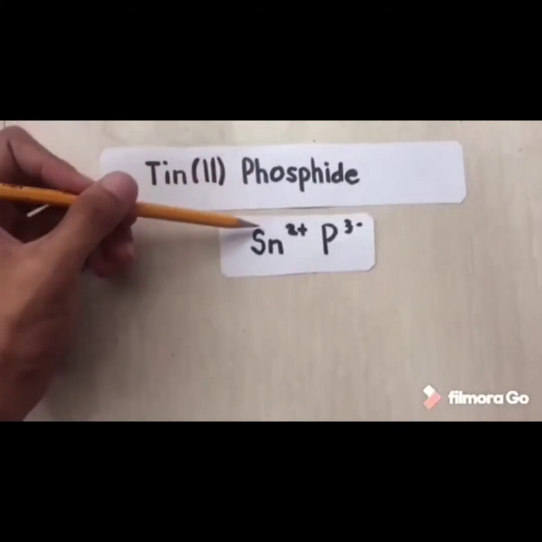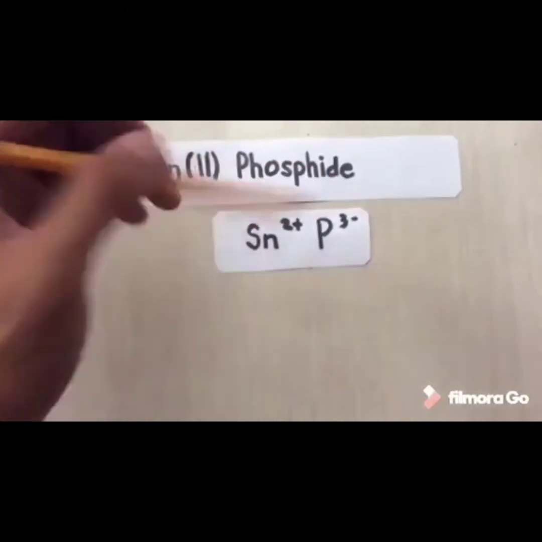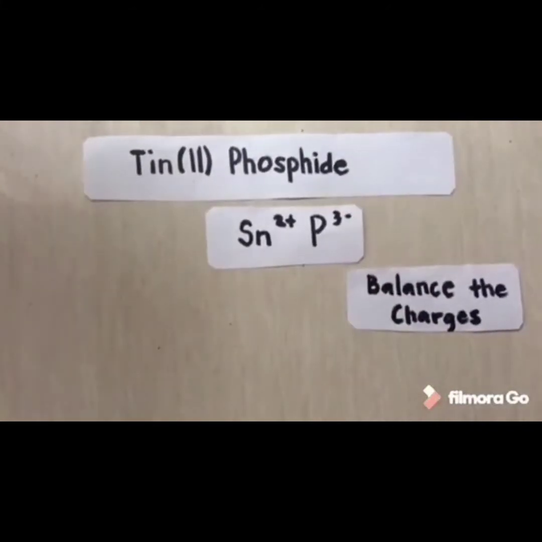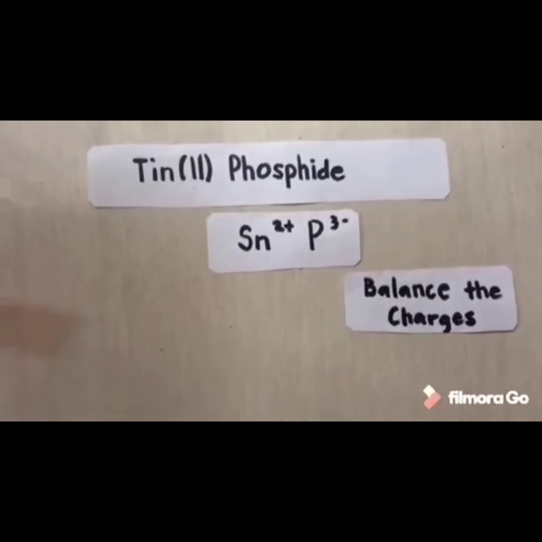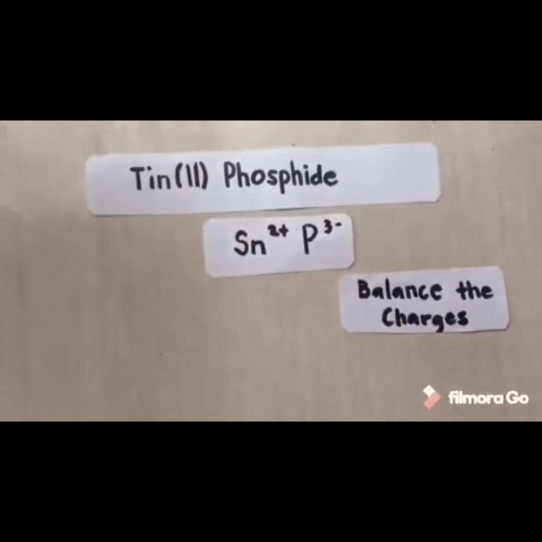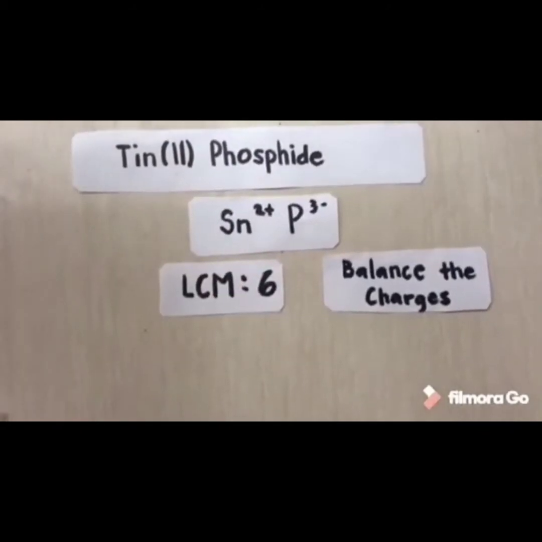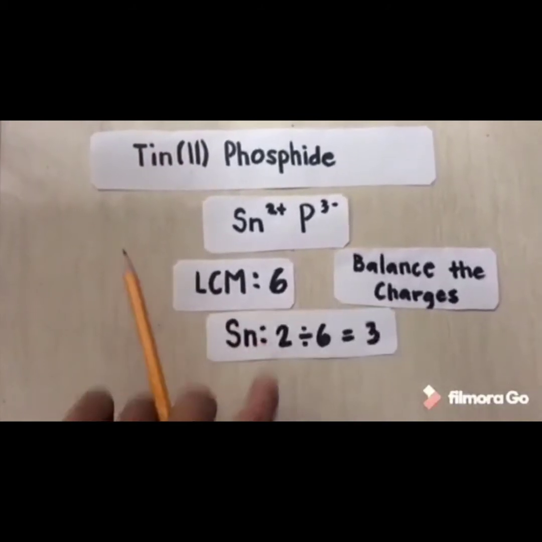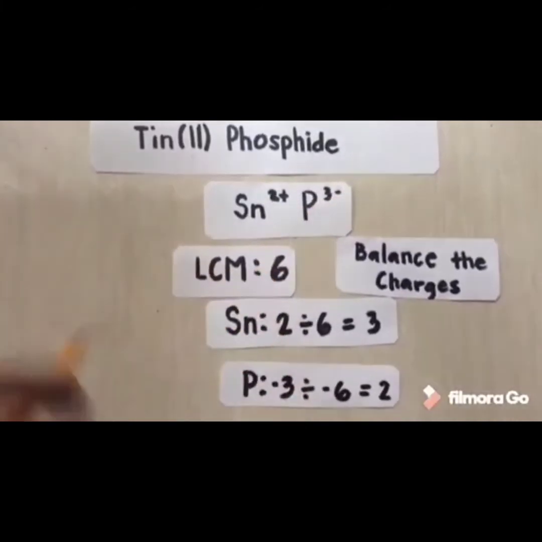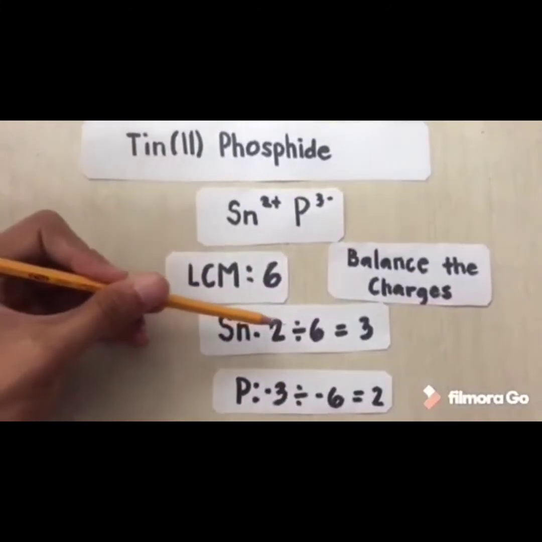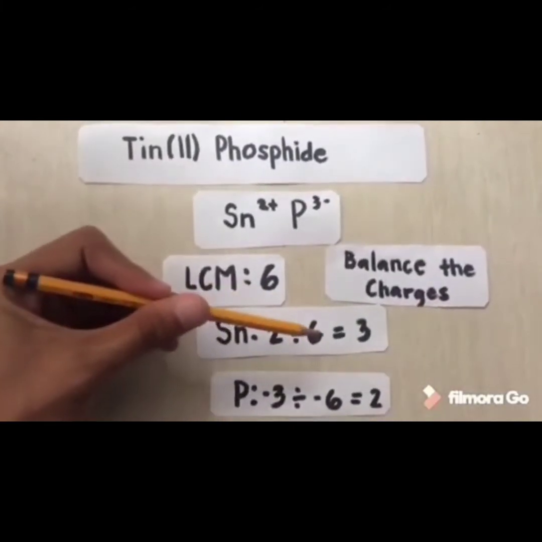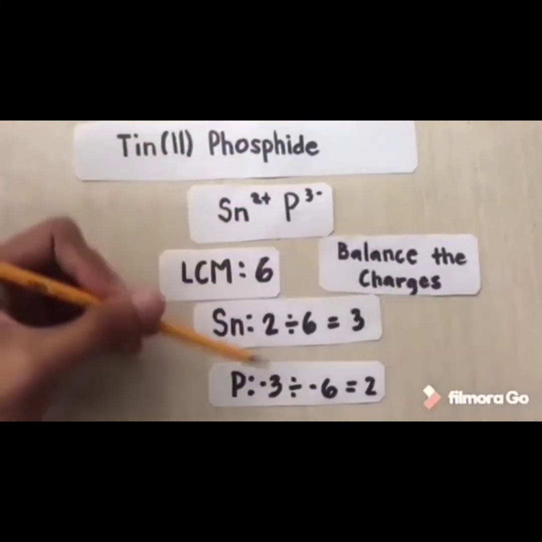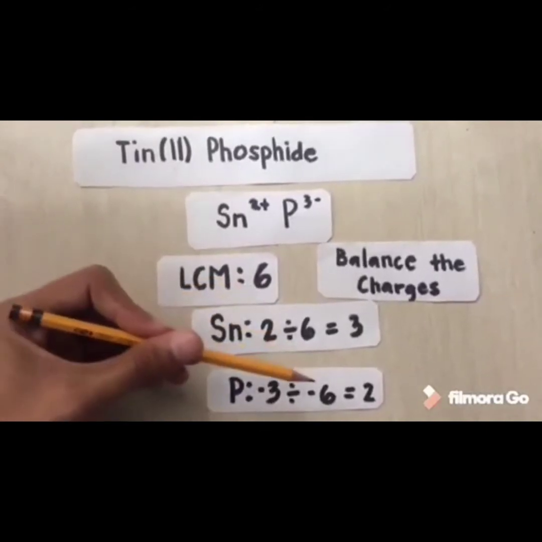So far we have Sn2+ and P3-. Next, we need to balance the charges. To balance the charges, we must find their least common multiple. The least common multiple of 2 and 3 is 6. Divide the LCM by each element's oxidation state or charge. Six divided by 2 is 3. For phosphorus or phosphide, 6 divided by 3 is 2.